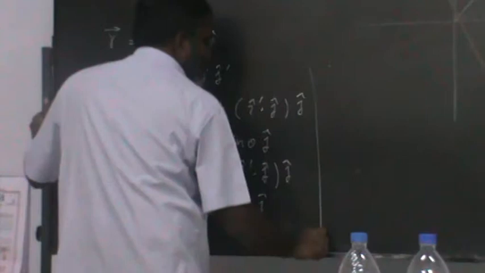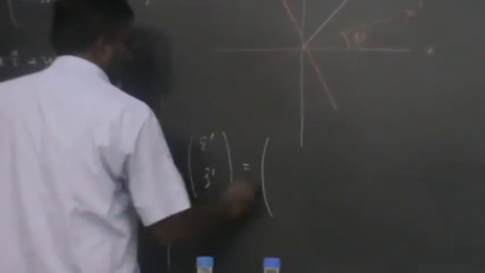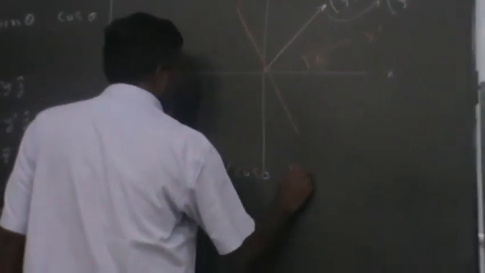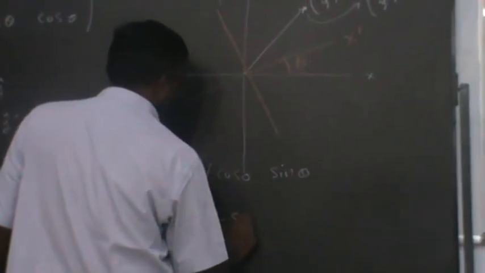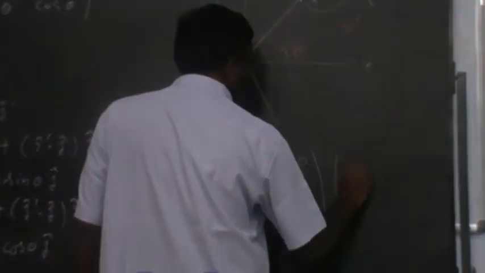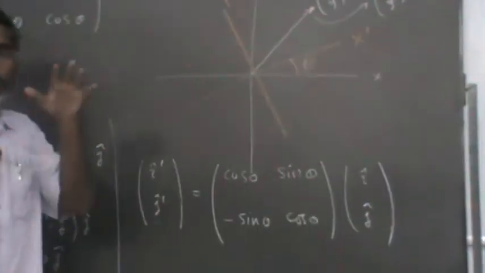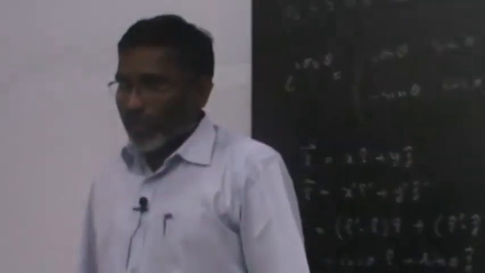So if you now look at this transformation, the axes i prime, j prime can be written as cos theta, sin theta, minus sin theta, cos theta into i, j. So this matrix is exactly the coordinate rotation matrix. The transformation matrix from i, j to i prime, j prime, where the coordinate axis is rotated, is given by this matrix.